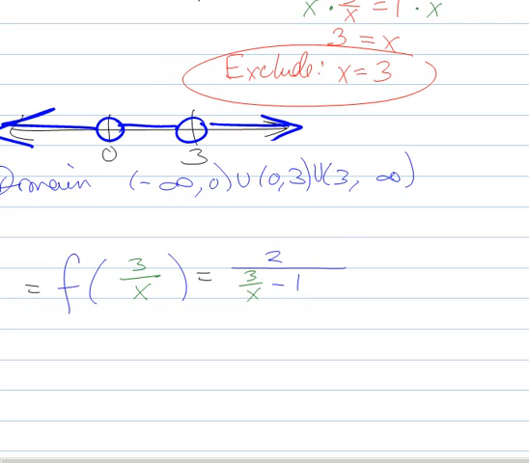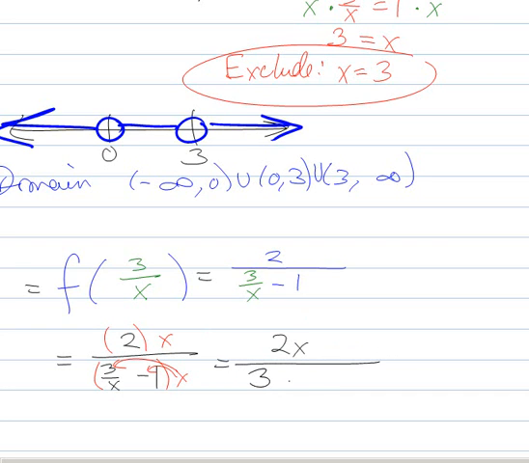F of 3 over x. So now I can go ahead and simplify this. If I have 2 over 3 over x minus 1, I've got to get the x out of the bottom. So I multiply the top and the bottom by x and get 2x over 3 over x times x, which is 3, and minus x. And believe it or not, that's your answer.